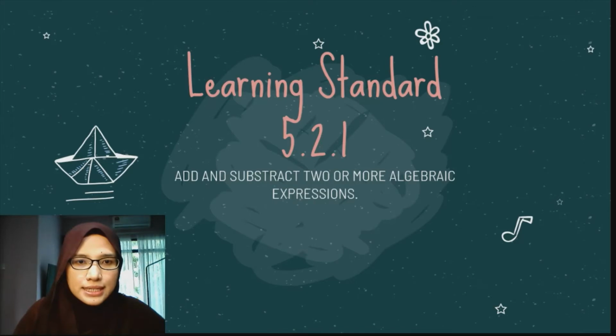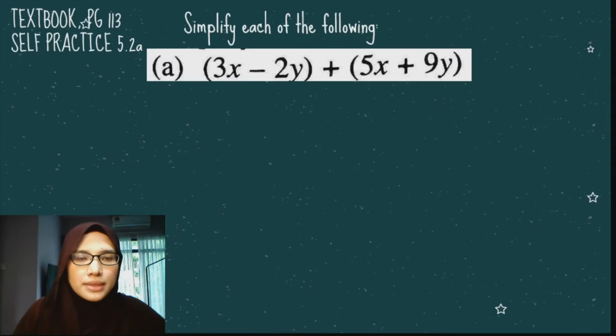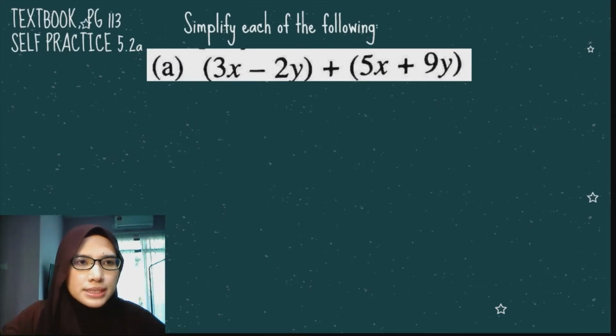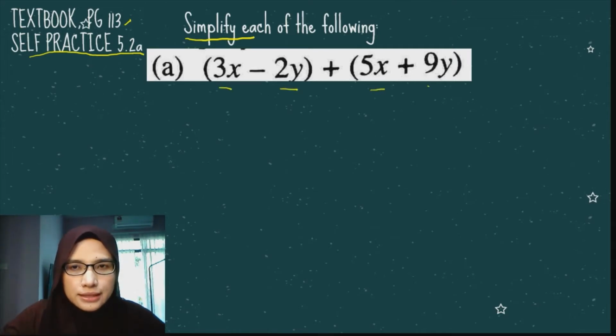Our first learning standard is add and subtract two or more algebraic expressions. How are we going to add? How are we going to subtract our algebraic expression? We're going to do some exercise question from your textbook, page 113, self-practice 5.28. This question asks you to simplify each of the following. For our first question, question A, we have four different algebraic terms: 3x, 2y, 5x, and 9y.